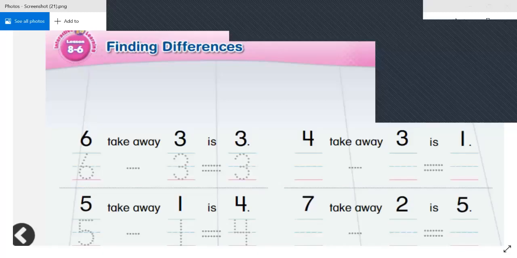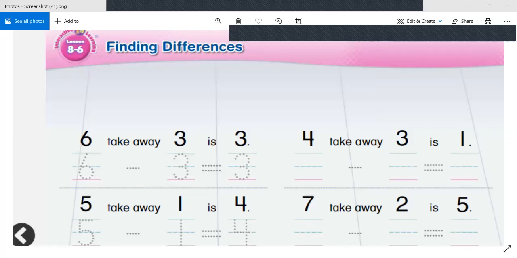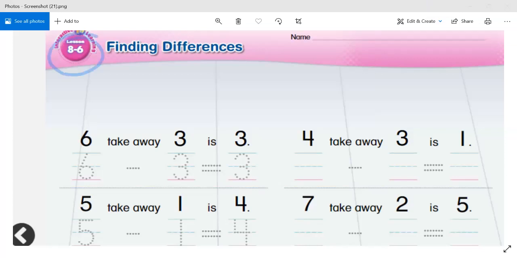Hi, superstars. It is time for math. We are on lesson 8-6, finding differences.